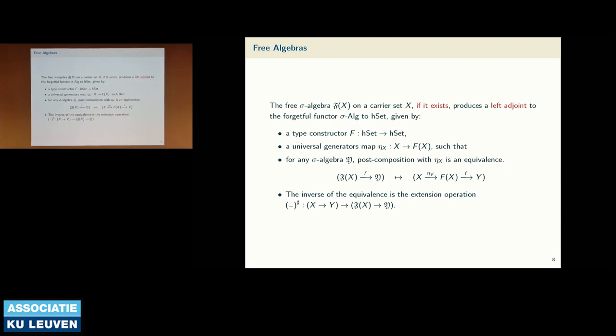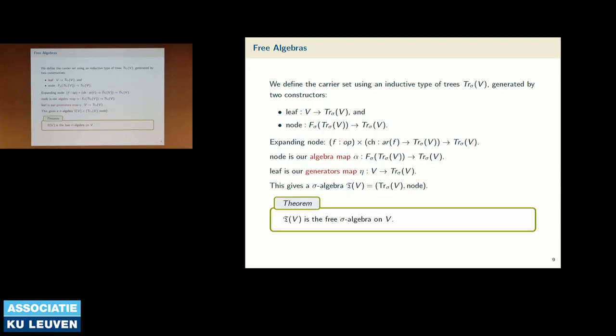Then we can define what a free sigma algebra is. A free sigma algebra is essentially given by a type constructor F and an inclusion map eta. Finally, it needs to satisfy the universal property that post-composition with eta is an equivalence. What this means is that given a homomorphism from FX to Y, we can map it to a unique set function X to Y by just composing with eta. The inverse of this would be the extension operation. We're going to use sharp to denote this, which just maps a set function X to Y to a homomorphism FX to Y. And we can define the carrier set of this F sigma algebra by a tree.